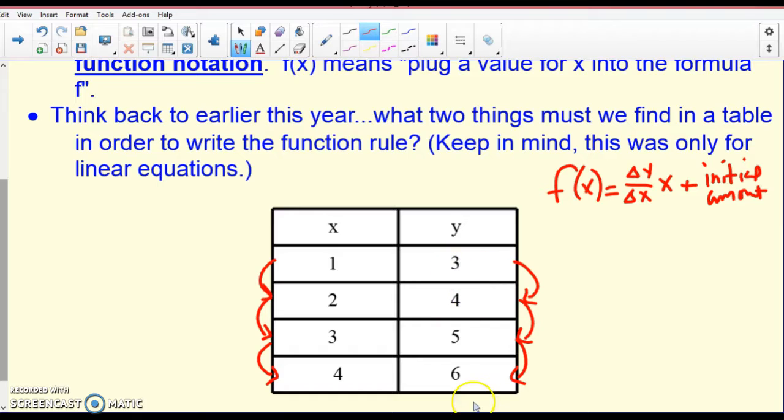So, what is my change in Y? We're adding 1, adding 1, adding 1. What's our change in X? Add 1, add 1, add 1. Now, this was the tricky part. Do we have the initial amount in this table? Where is the initial amount located? It is above, but what is the X value for the initial amount?